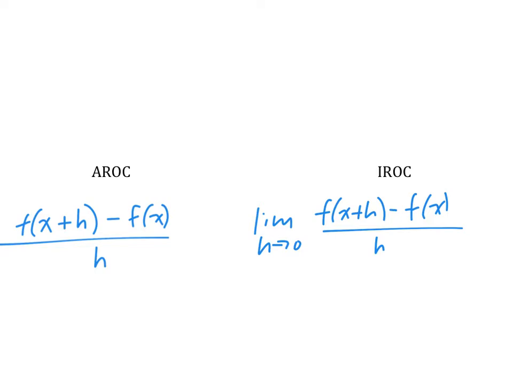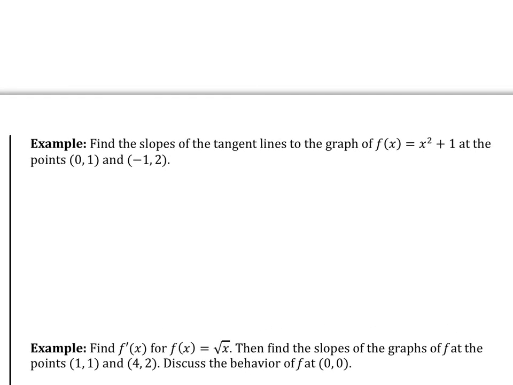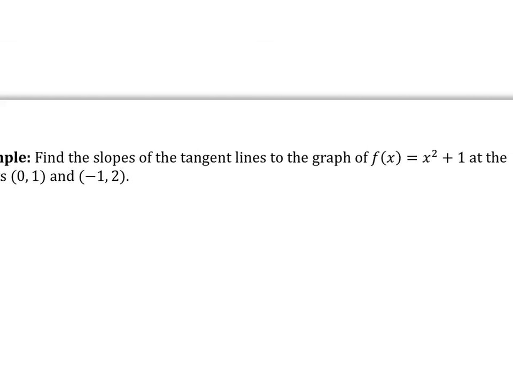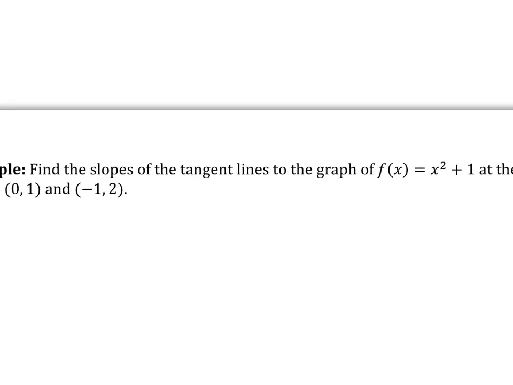Okay, so now we're going to solve some problems. Okay, let's look at the first problem. Find the slope of the tangent line to the graph f of x equals x squared plus 1 at the points (0, 1) and (-1, 2). What is it asking for? AROC or IROC? That's the first thing you've got to ask yourself. AROC or IROC?